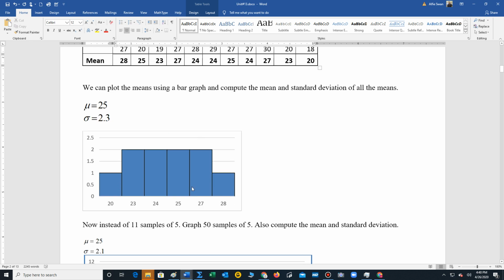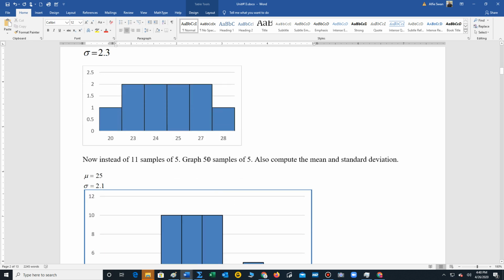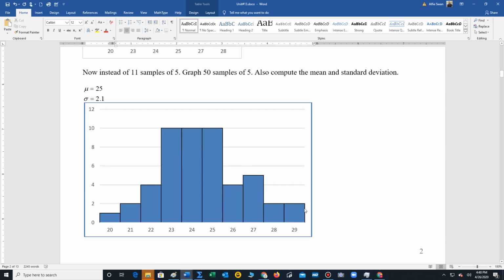Here we had 11 samples. Now we're going to look at 50 samples of size 5, and we're going to calculate 50 sample means and graph them. This is what the graph will look like, a bar graph of 50 sample means of size 5. The mean still remains 25. The standard deviation is 2.1.